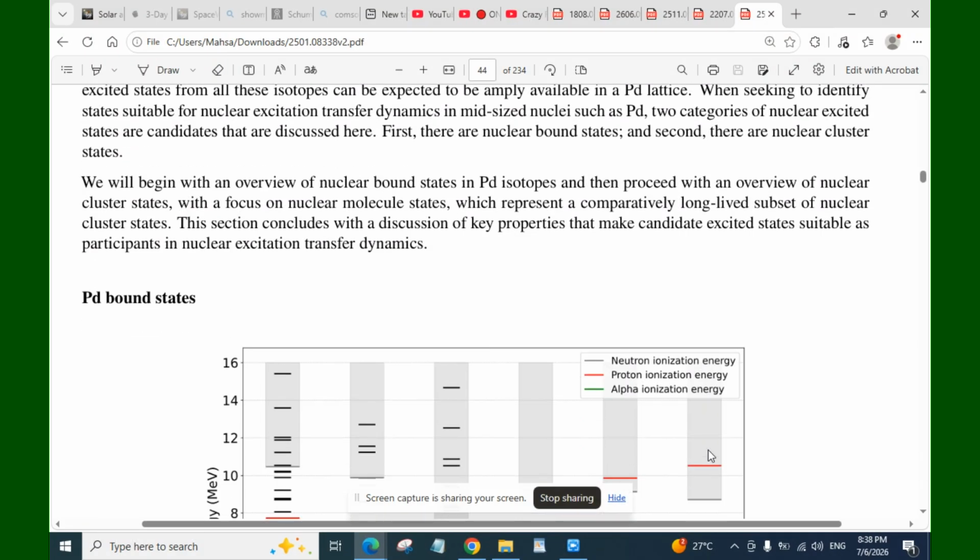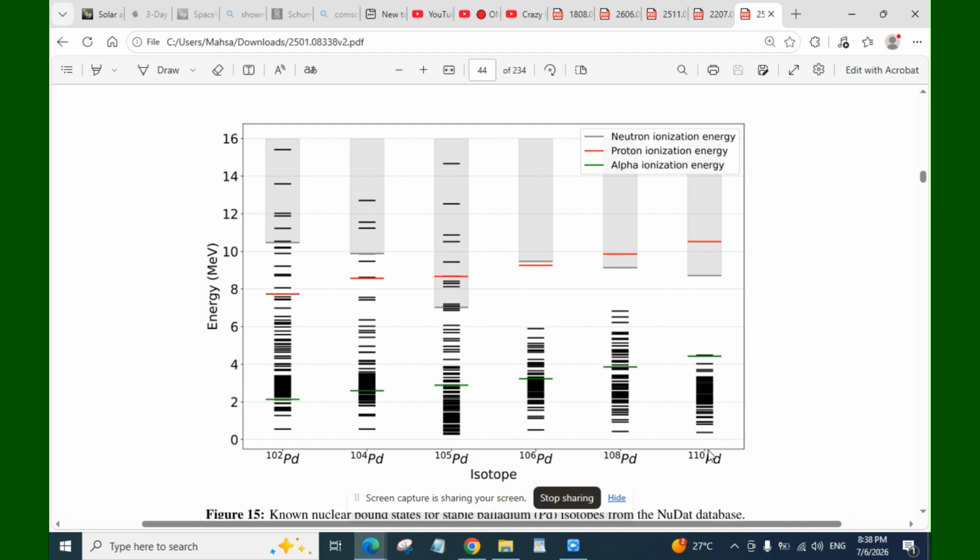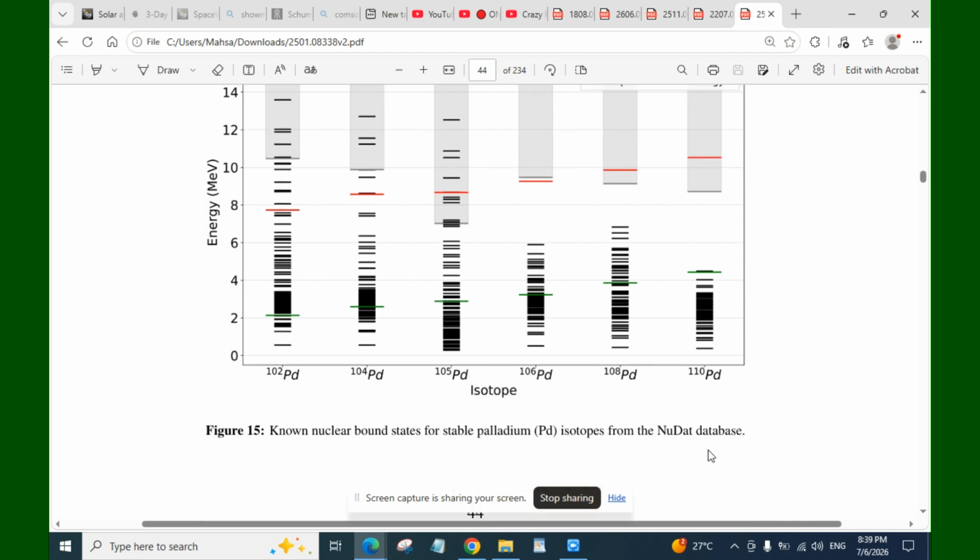We will begin with an overview of nuclear bound states in palladium isotopes and then proceed with an overview of nuclear cluster states with a focus on nuclear molecular states, which represent a comparatively long-lived subset of nuclear cluster states. These sections conclude with discussions of key properties that make candidate excited states suitable as participants in nuclear excitation transfer dynamics. Looking at palladium bound states, you see that figure 15 illustrates nuclear bound states for stable palladium isotopes from the nuclear database.